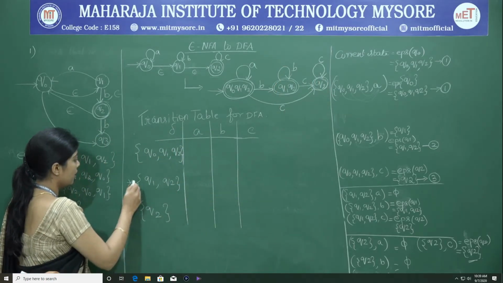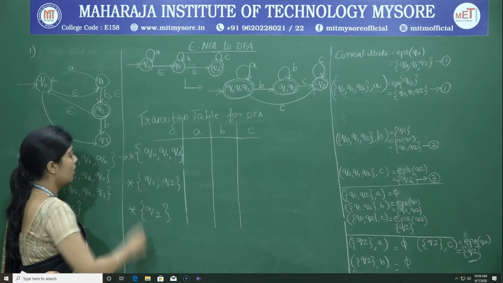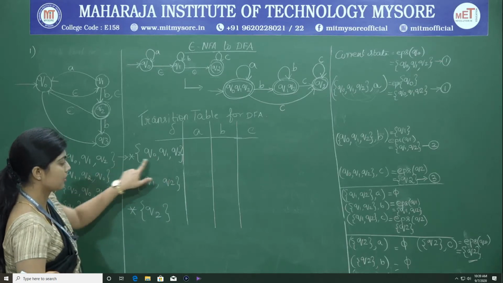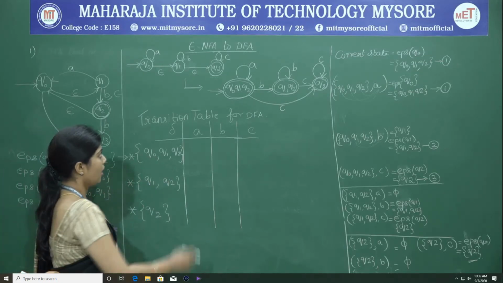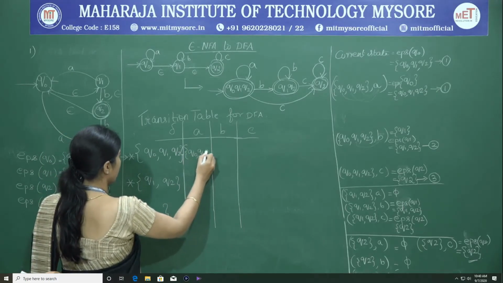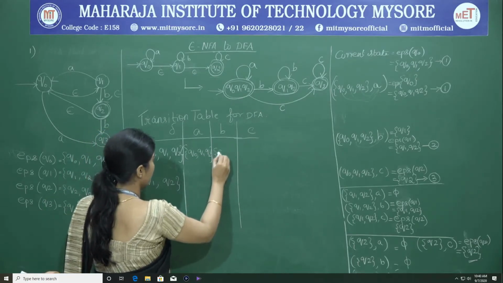So, when we mark here Q1, Q2, and Q0, Q1, Q2, all three of them are final states. Also, Q0, Q1, Q2 is the start state of the DFA. On A, it goes to Q0, Q1, Q2. On B, it is moving to Q1, Q2.